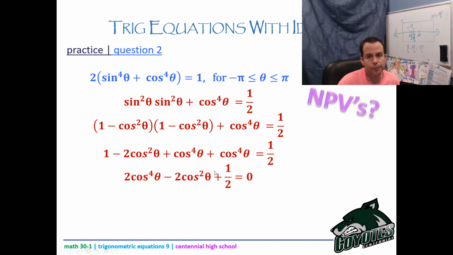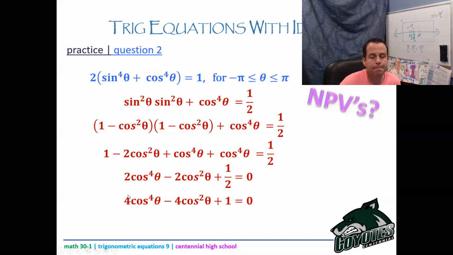Okay, so cleaned up a bit, I've got 2 cos to the 4 theta minus 2 cos squared theta plus 1/2 equals 0. Now, in order to factor this, I want to get rid of the fraction, so I'm going to multiply everything by 2. And now I'm going to go ahead and factor. So I'm looking for 2 numbers that multiply together to give you a 4, add together to give you negative 4. That would be negative 2 and negative 2.